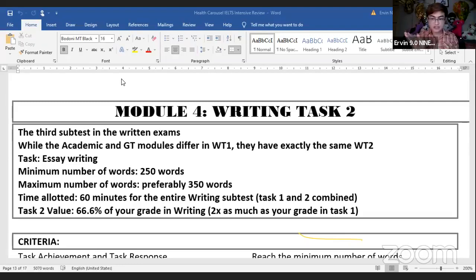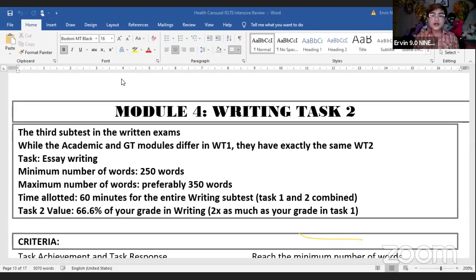Let's compare the deduction. What if you finish task two, but you were not able to finish task one? Expect that there's a deduction for that because your task one is unfinished. But kindly compare the deduction. If you finish task one, but you're not able to finish task two, the deduction is twice as much. That is why for everyone to know, start the actual examination with writing task two.